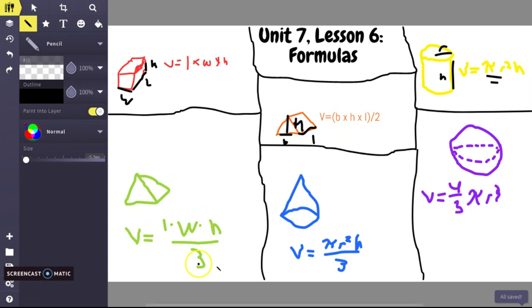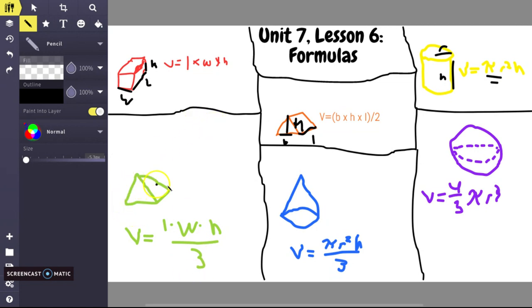Now here, this is a pyramid. This would be for a rectangle base. If there was a square base, it would be a little bit different, but you could still use this. But you would do length times width times height divided by 3.